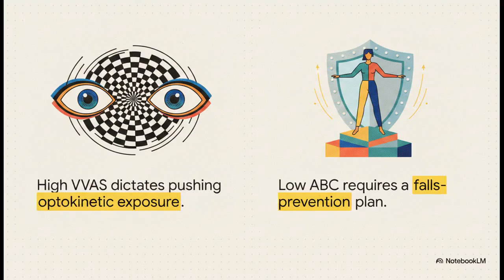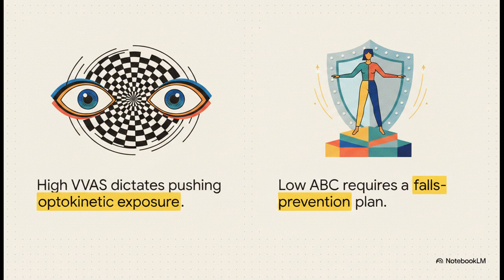Let's look at some concrete examples of how isolating a lagging outcome measure totally dictates your strategy. Say a patient has a high residual VVAS score, but a perfectly normal DHI. Well, they do not need general vestibular rehab. They have an isolated visual motion sensitivity, so you need to push optokinetic exposure.